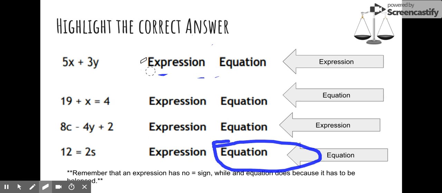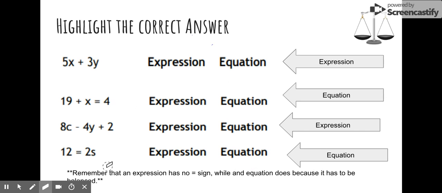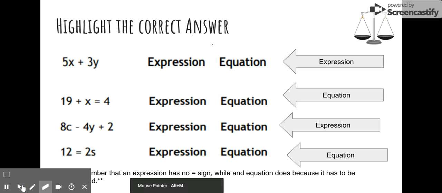And I left a very important reminder on the bottom of this PowerPoint, so make sure you understand that an expression does not have an equal sign while an equation does. There's also different vocabulary that we use when we talk about expressions. We're always asking students to simplify them, while with an equation, we're always asking them to either solve or find the value for the variable. So those two terms also come into play when you're asked about the different questions.